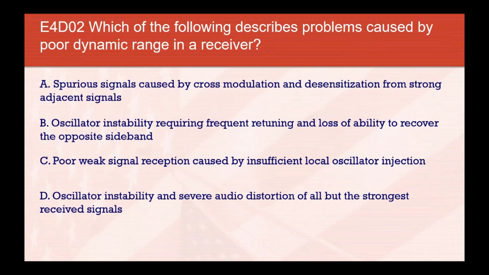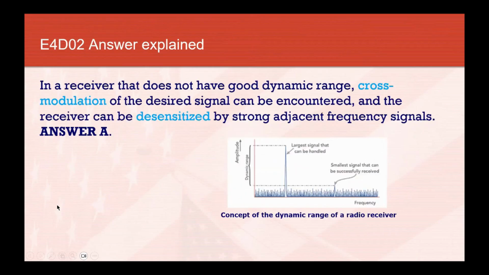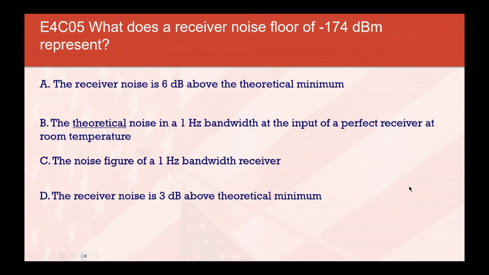Okay, which describes problems by poor dynamic range. Let's see there. Spurious signals caused by cross modulation and desensitization from strong adjacent signals. Swamps the receiver. Okay, and they're trying to show that in this here. The largest signal that we can handle, that's the top level signal, the maximum signal, and then the minimum discernible signal, the smallest. The difference between those two is the dynamic range. We wipe that out with cross modulation, desensitization if the receiver gets swamped.